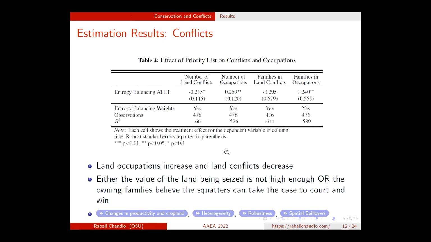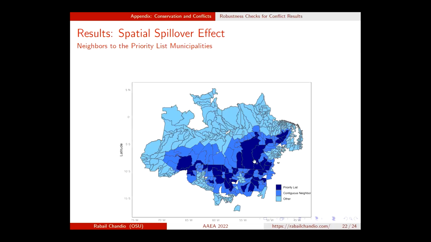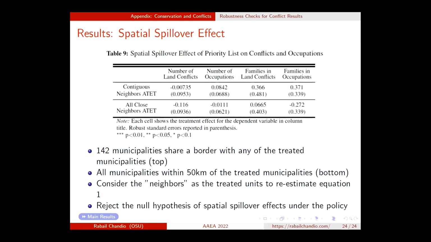These results are robust when I check them using the NN match or when I check them using the two-way fixed effects on matched sample. I also check the spatial spillovers because it's possible that people are displacing conflicts to nearby municipalities. So the middle blue areas here are the contiguous neighbors of my treated municipalities. And now this is a greater sample to include even more neighbors. Any municipality that is within 50 kilometers of the treated ones is considered a neighbor here. And when I use this definition, I find that the effect on conflict is not being displaced nearby. So whatever is happening, it's happening in the treatment area only.